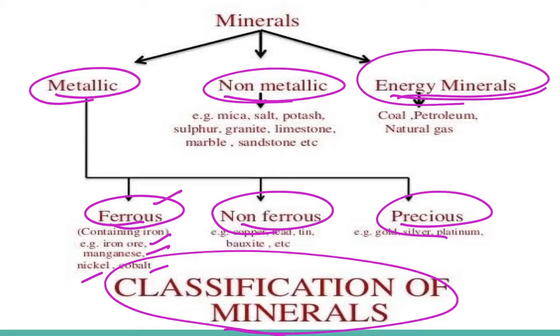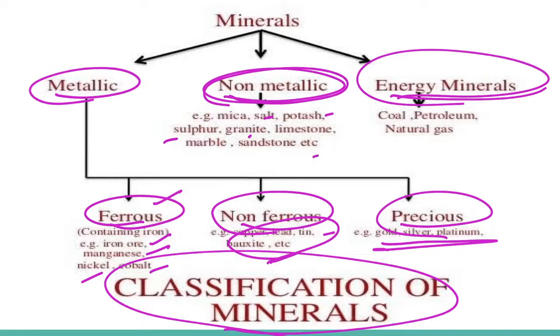And non-ferrous, it does not contain iron content in its composition. Example, copper, lead, tin, bauxite, etc. Precious means these are the precious stones available naturally. Example, gold, silver, platinum, etc. Examples of non-metallic minerals are sulfur, granite, salt, potash, limestone, etc. Energy minerals include coal, petroleum, and natural gas.